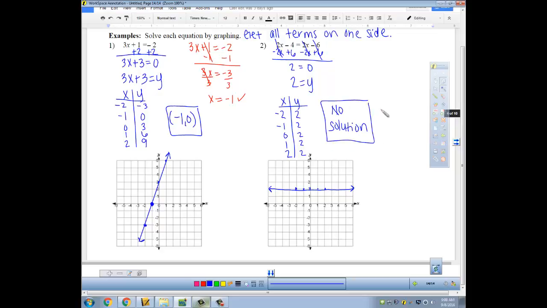And we should have known it's going to be no solution anyway, because when I got to this point, 2 equals 0, I know that 2 doesn't equal 0. So that's just a way to check your answer. Since 2 doesn't equal 0, I know that means no solution. And the graph was just a way to verify that because it didn't hit the x-axis.